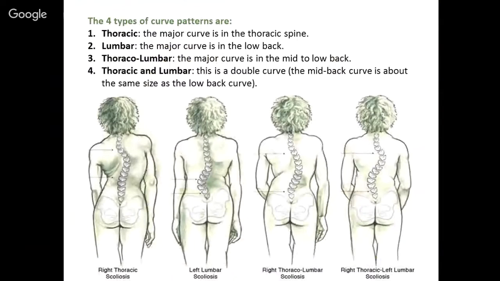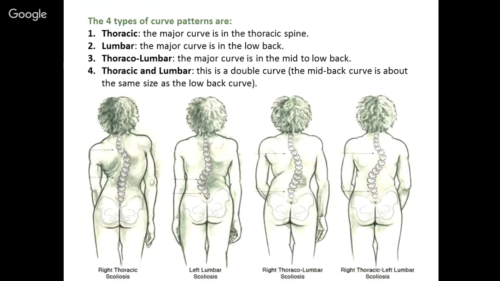So the four types of curve patterns are thoracic, and that's the photo on the far left. The lumbar, which is the second photo. You've got thoracolumbar, which is the third picture. So it's a C shape. It's between those two. It involves the two sections. And then you've got thoracic and lumbar, which is the double.